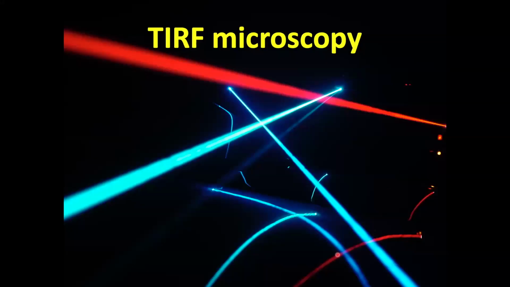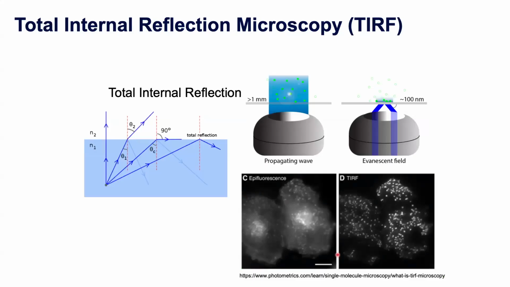So TIRF microscopy, which is also known as total internal reflection microscopy. So for standard wide field confocal imaging, this example shows wide field. We're illuminating our entire field of view, our entire volume with the entire light coming from the entire objective. In TIRF microscopy, what we do is collimate the beam so it's a bit tighter, and we can translate it across to one side of the objective.